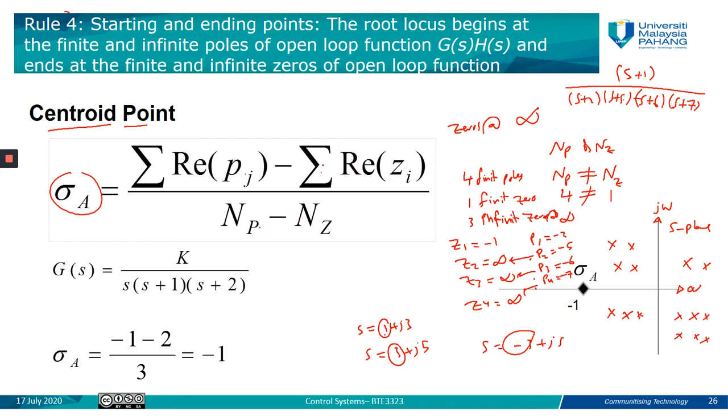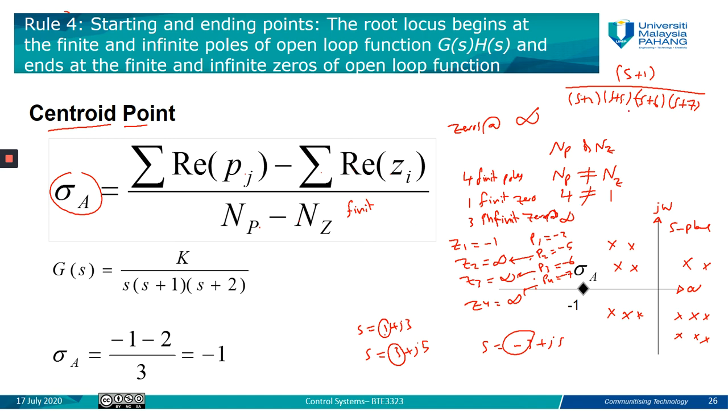minus the summation of the real part of the zeros. Then we divide by the number of poles minus the number of zeros. When we say number of poles, how many poles do we have? We have 4. How many zeros? We have 1 only. Finite. Here we are talking about finite numbers. We ignore the infinite number.